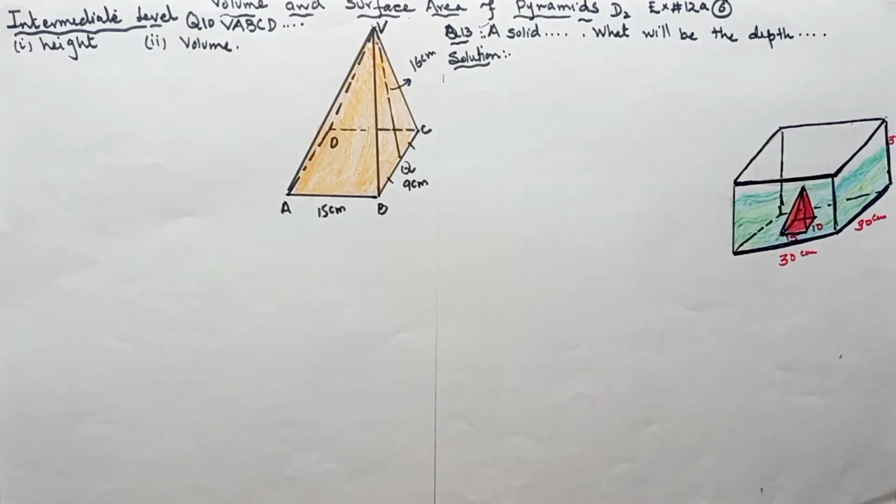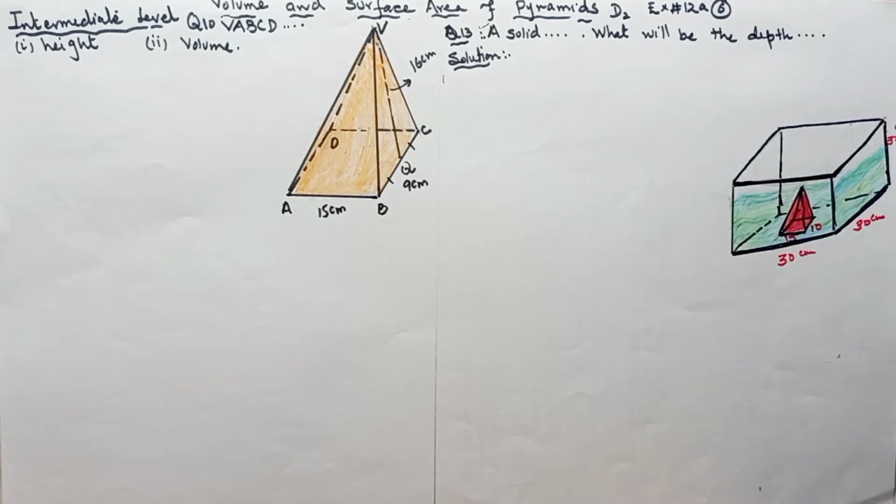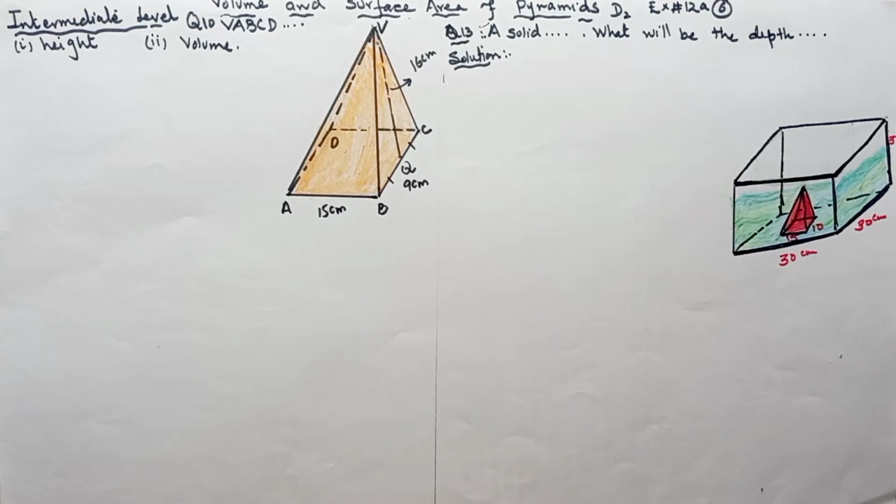This is my sixth lesson of D2, chapter number 12, exercise 12A, about the volume and surface area of pyramid. What is a pyramid, how to find the volume and surface area of pyramids, and what are the formulas? These are the questions which have to be really clear to my students before moving to this lesson, because lessons of mathematics require continuous practice and integration of the new lesson with the previous lesson.